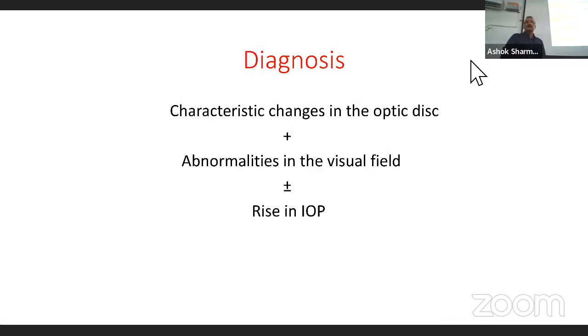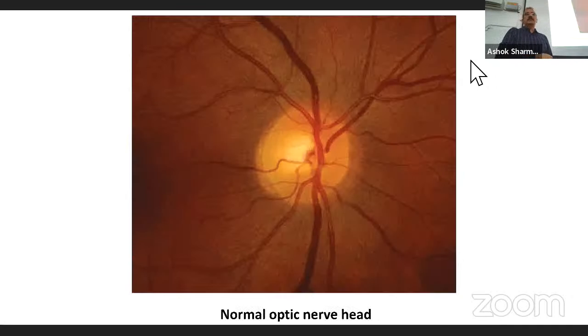So how do we diagnose it? Once you do the fundus examination, the obvious next step is visual field examination. There may or may not, I repeat, may or may not be a rise of intraocular pressure. This is the normal disc seen with a direct ophthalmoscope. The magnified view is around 1.5 millimeter.